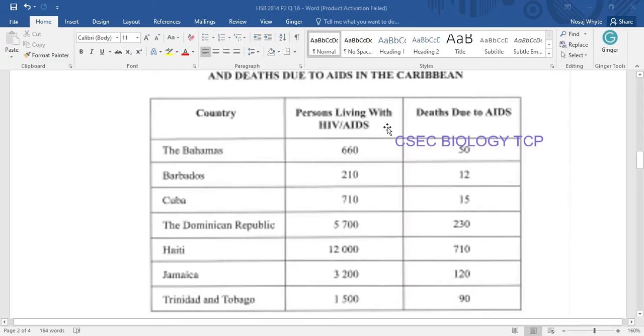However, on the other side, which is the y-axis, where we are going to be putting this information, we use death due to AIDS for that side.